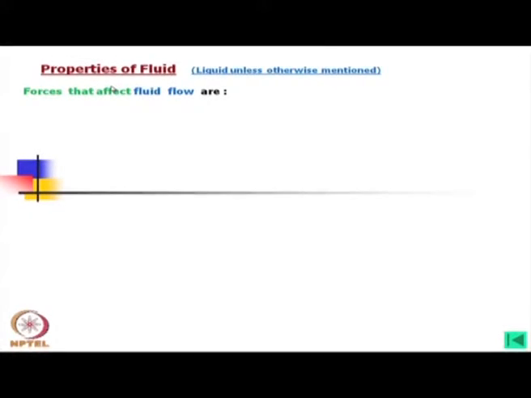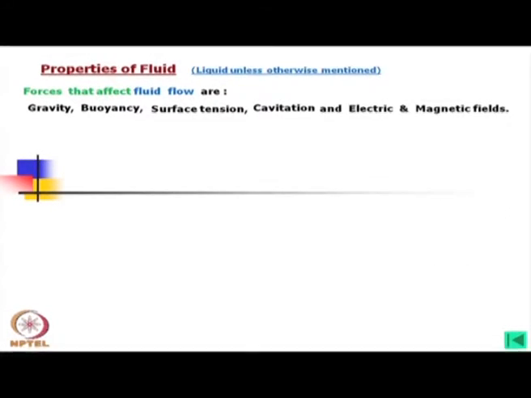Now, the forces that affect fluid flow are: one is gravity, second buoyancy, third surface tension, fourth cavitation, fifth electric and magnetic fields. These are the major ones. All these are functions of inertia and viscosity.